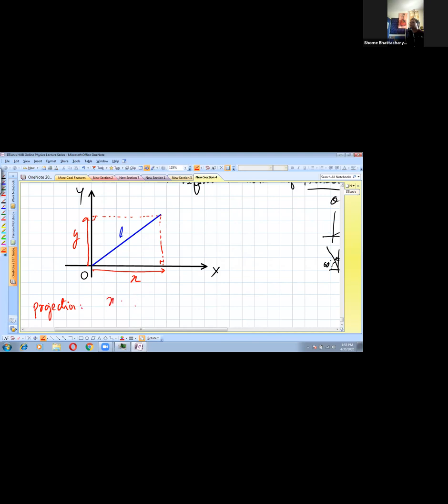Okay. So the next thing is projections. X over here is the projection of the rod's length L on the x-axis. Okay. And Y is the projection on the y-axis. So you can even think of it like this, that if the end point of the rod has coordinates x comma y, the x coordinate is nothing but the projection on the x-axis. The y coordinate is nothing but the projection on the y-axis. So that's how we define projection.